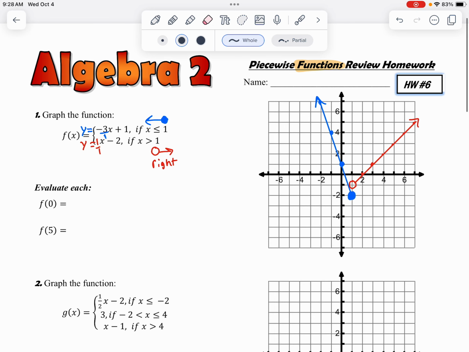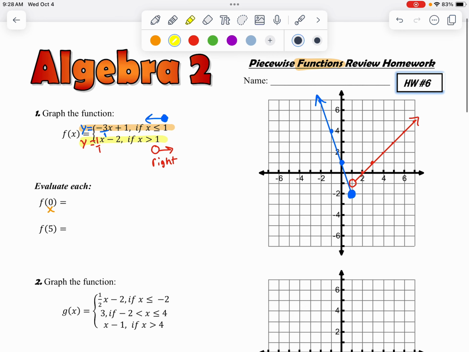For the evaluating part, what you're given is an x coordinate, an x value of 0 here. And so we're going to look at the if part. For my 2 equations, this tells me I should use the top equation if x is less than or equal to 1, and I should use the bottom equation if x is greater than 1. So my x value of 0 is less than or equal to 1. I'm going to use the top equation here.